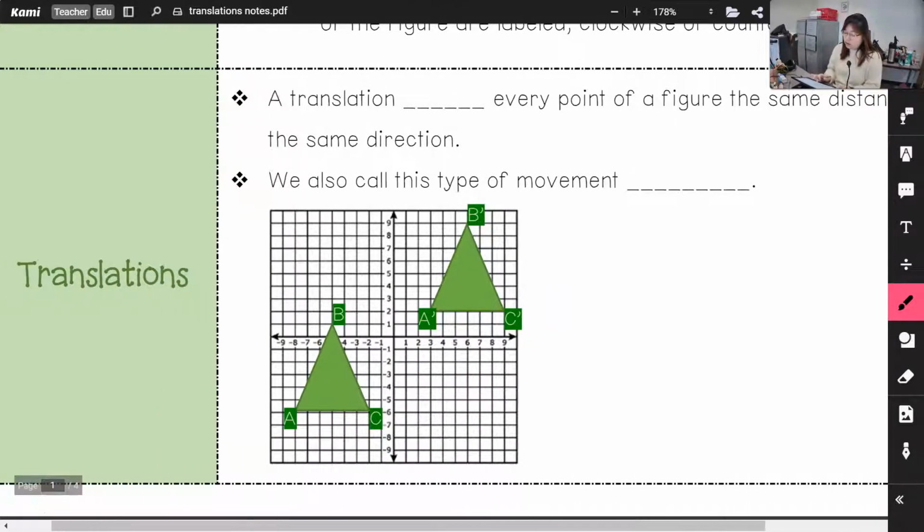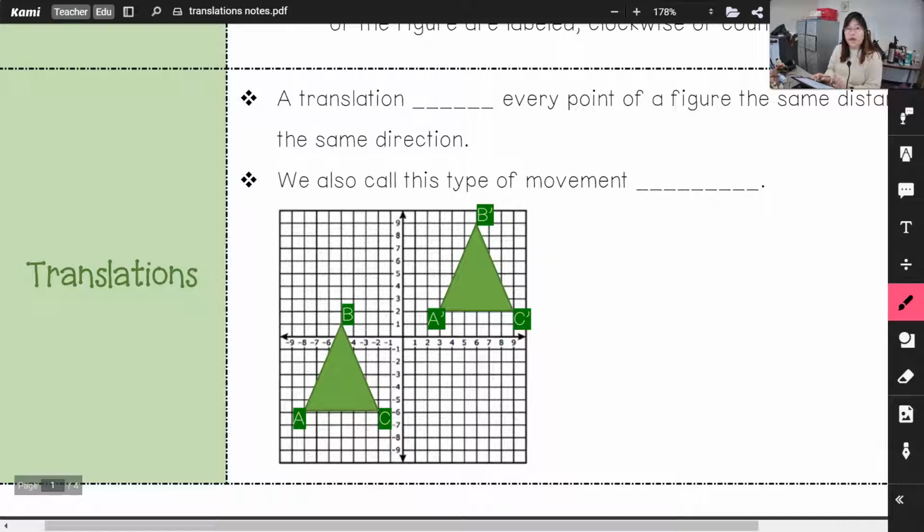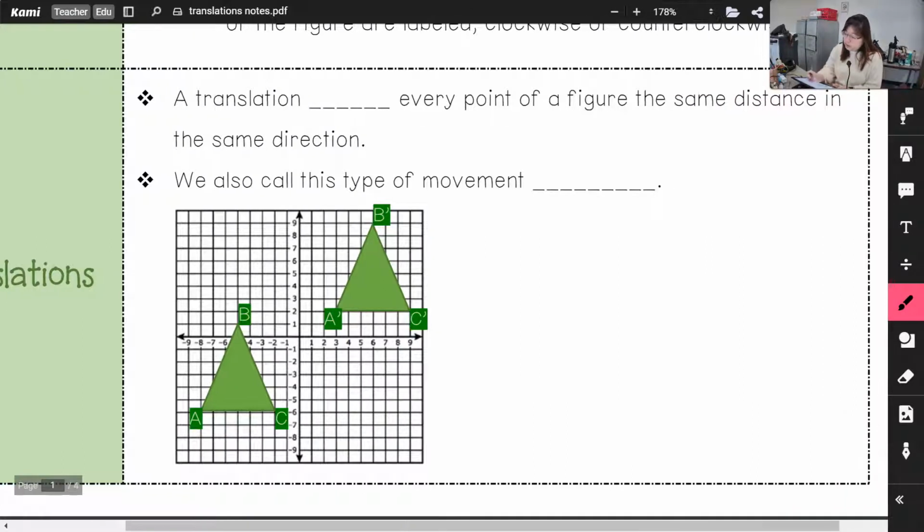Okay, so translations are one of the 4 different types of transformations. Each of them is a very different kind of change. Well, a translation moves every point of a figure the same distance in the same direction. We also call this type of movement sliding. We slide the figure. Okay, so a translation is just moving a figure. We're not flipping it, turning it, anything. All that happens is it's here, and then it moves over here.